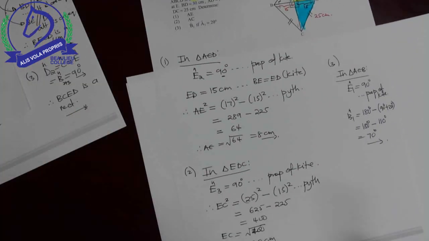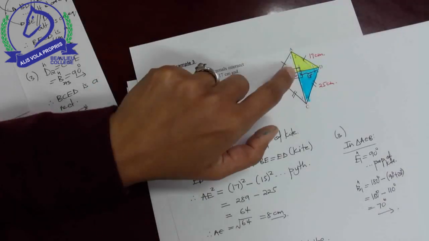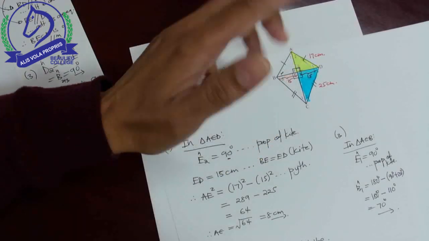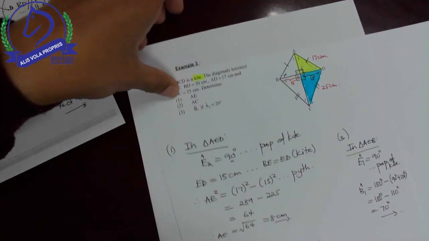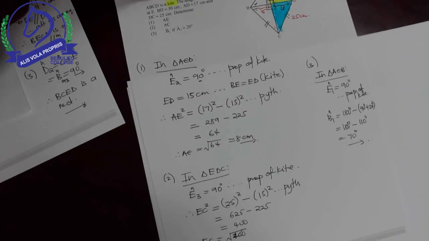Right, and that's all you do, grade 9s. You just have to know the properties of your shapes. As you can see again, if you didn't know the properties of the kite, you wouldn't know where to start with this question. So learn the theory behind the properties, please.